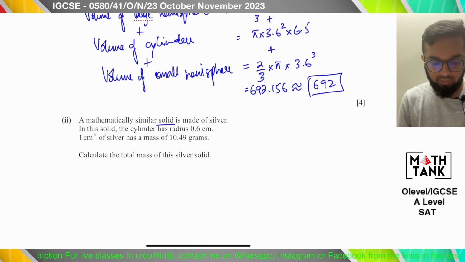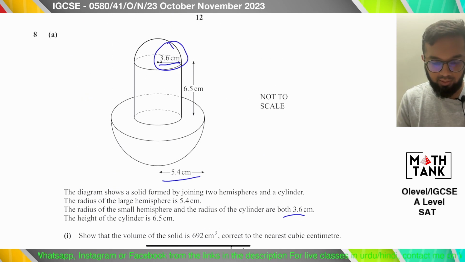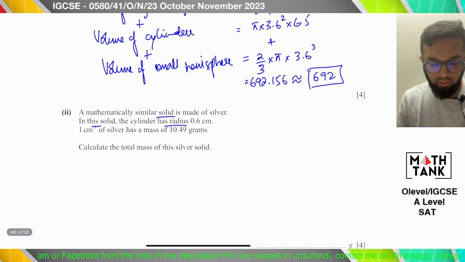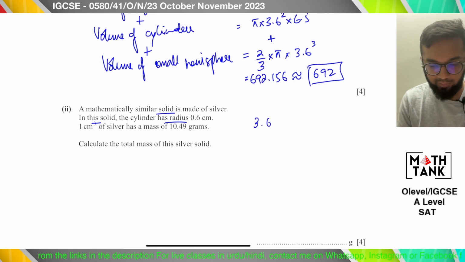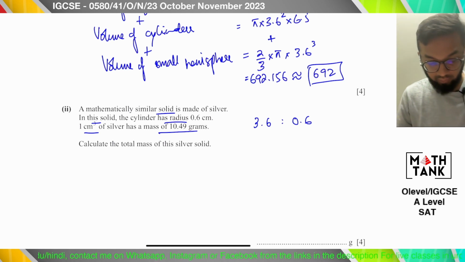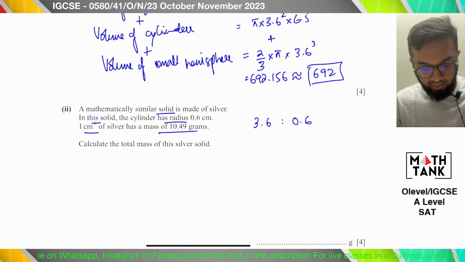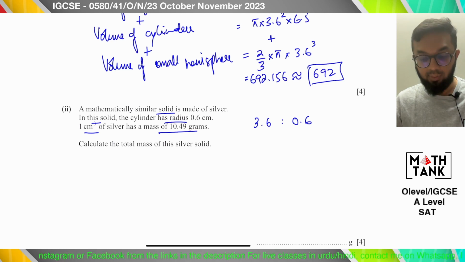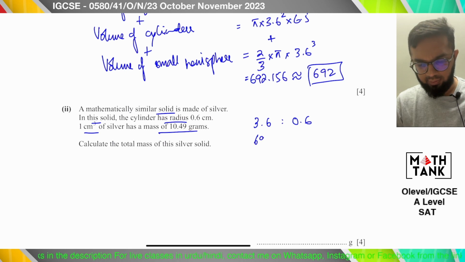A mathematically similar solid is made of silver. In the solid, the cylinder has radius 0.6. So it's similar, it's 6 times smaller. So the ratio of length is 3.6 to 0.6. 1 cm cube of silver has a mass of 10.49 grams. Calculate the total mass of this silver solid. So I will first need the volume of this.